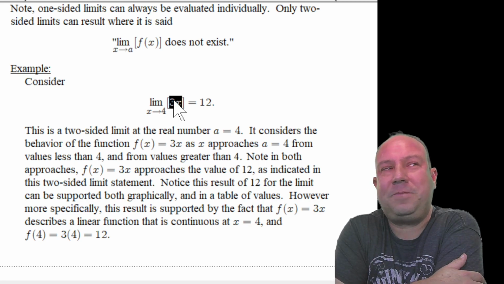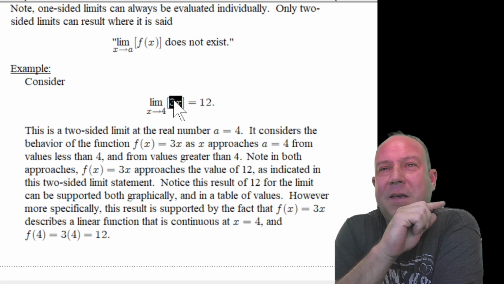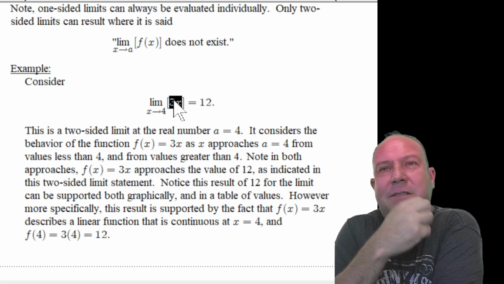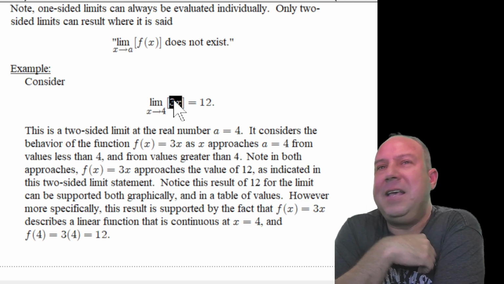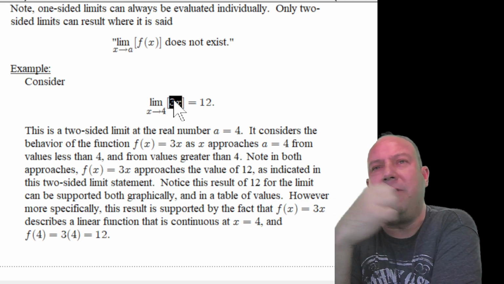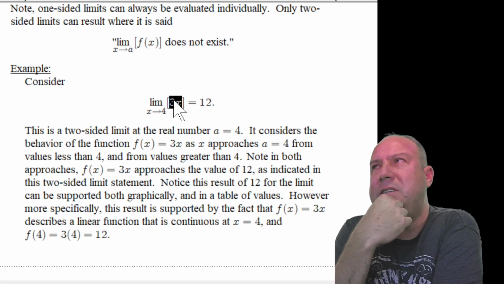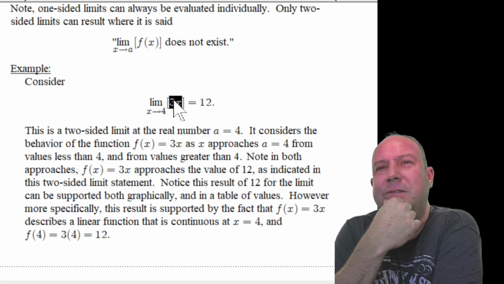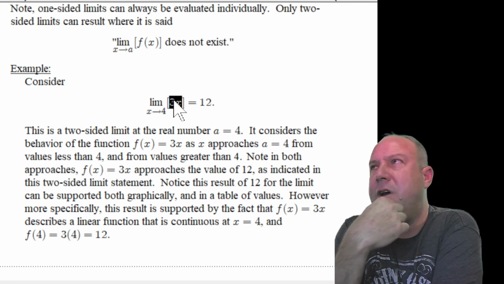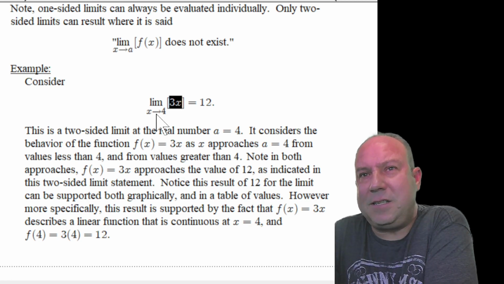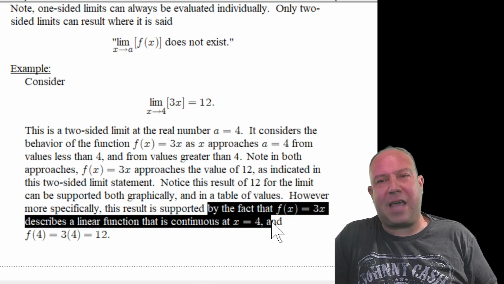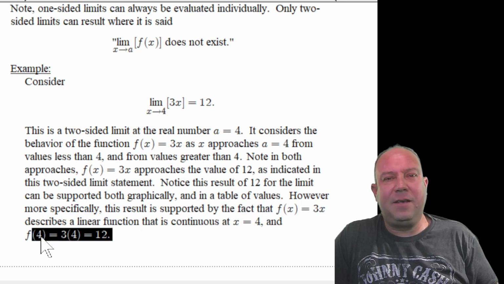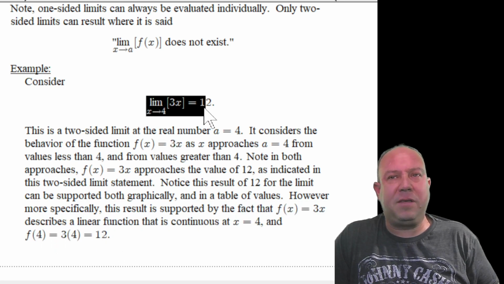Continuity and domain are not necessarily interchangeable. But what's unique about 3x is that yes, it is continuous at all values in its domain. You've got to watch what we say here. So if it's continuous at all values in its domain, it is continuous at the value of 4. And because it's continuous at the value of 4, we can say that f of 4 equal to 12 is going to be the value of this limit.